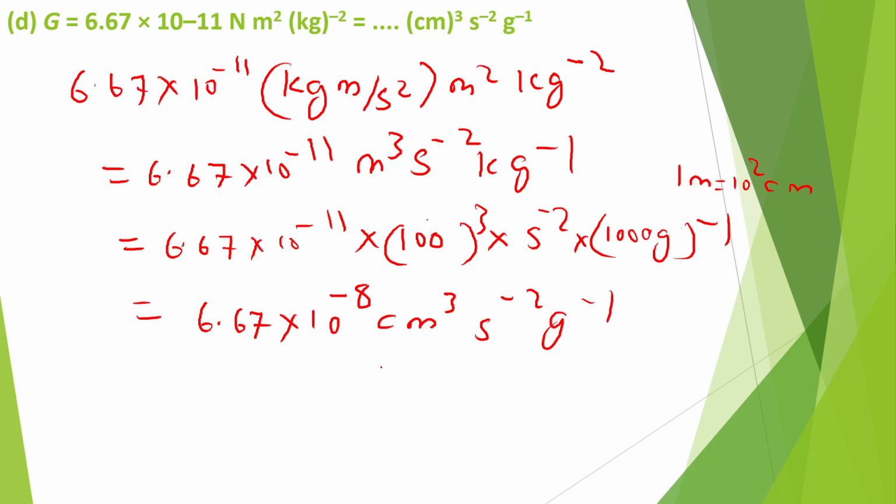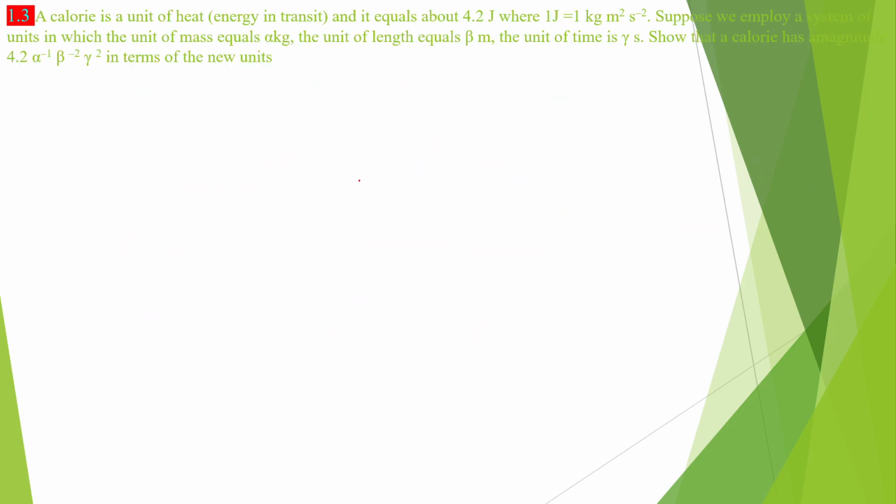So this is the answer you are getting when you convert to gram: G is 6.67 into 10 to the power minus 11 Newton meter square per kilogram square, which is this into centimeter cube, second raised to minus 2 per gram raised to minus 1. Alright, we will go to the next question.